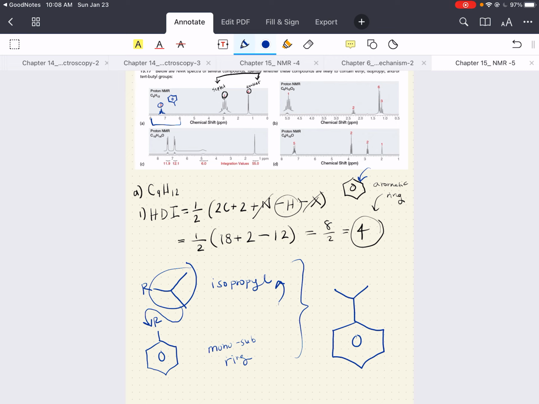Let's do one more of these. Then I'm going to leave the other two for you to try to figure out, and I'll try to post the answers for them. So let's do B now. B is a very good one.